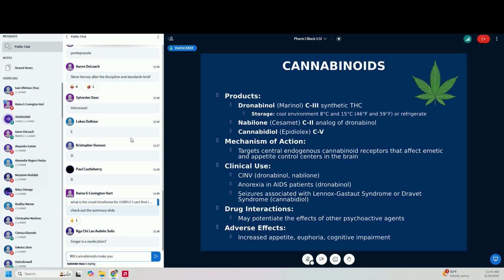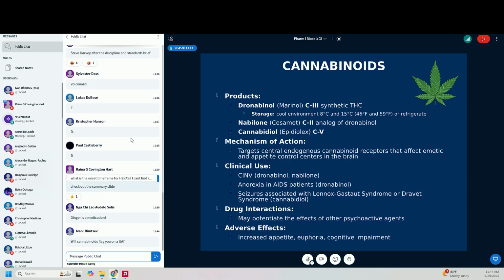Anorexia, just in general, not just in our patients who are AIDS patients, but we will see that a lot of those patients are going to be needing some type of stimulant. And then you see we can sometimes use this in our seizure patients, which we'll talk about a little bit this block, I believe, as well.